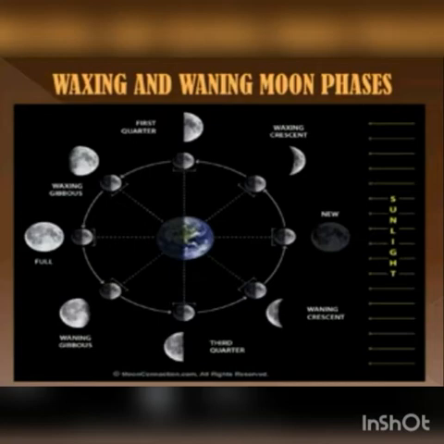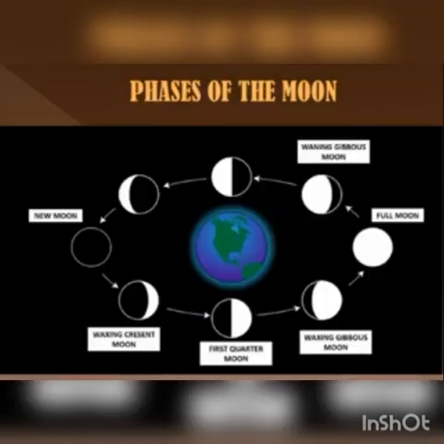They are as follows. First one, new moon. Second, waxing crescent moon. Third, first quarter moon. Fourth, waxing gibbous moon. Fifth, full moon. Sixth, waning gibbous moon. Seventh, third quarter moon. Eighth, waning crescent moon. And again, the lunar cycle starts with the new moon.